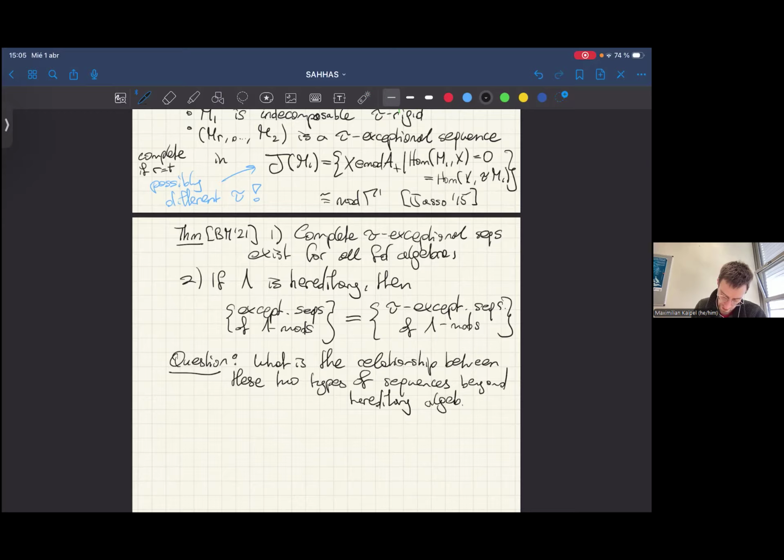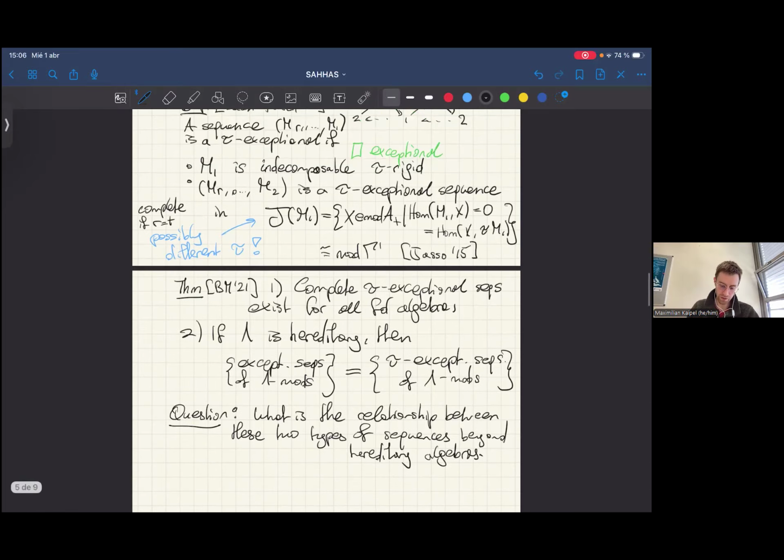There was one paper by Jacopo Nonis who showed that if I take a hereditary algebra and I tensor it by a local commutative Noetherian ring, then my tau exceptional sequences will be in bijection with the exceptional sequences of the original one. So you could maybe count that as a kind of vague relationship, but it's also still very closely related to hereditary algebras.